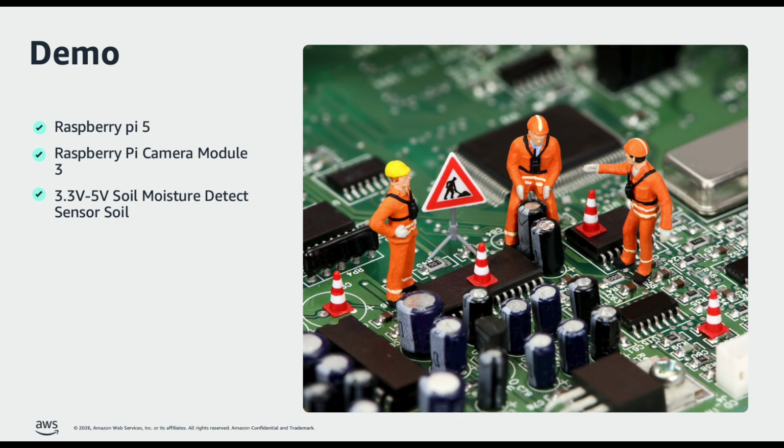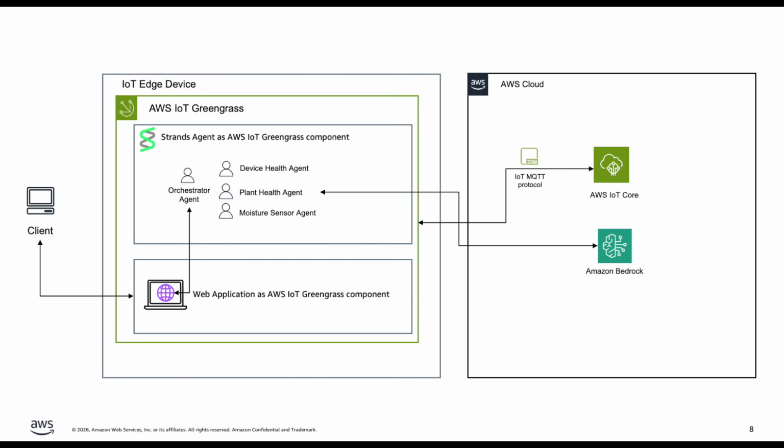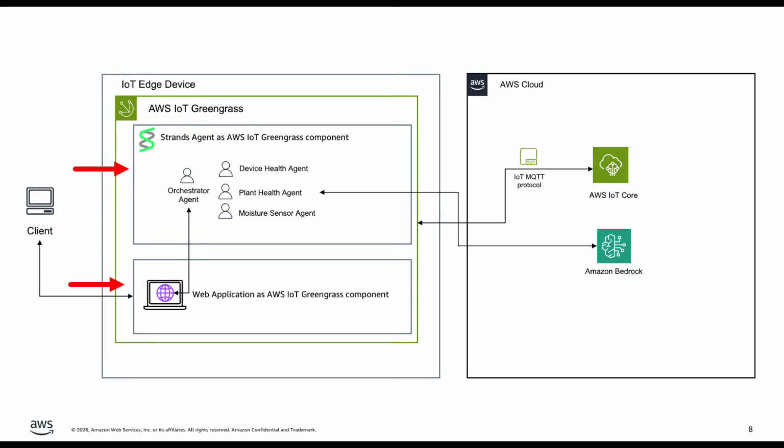And that's it. Let me show you now our architecture diagram. This solution has two Greengrass components deployed. The first one, the Strands AI agent. This is the brain. It runs on a multi-agent system built with the Strands agents framework.